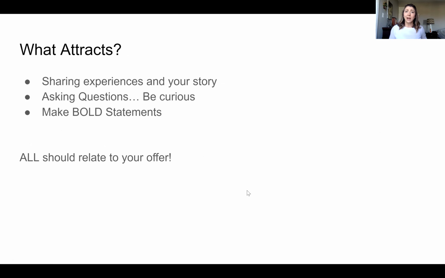So what attracts people? What attracts some leads? What attracts people to you? Well, number 1 is sharing your experiences and your story. People want you to be authentic and vulnerable. They want to know you and not just a glorified version of yourself or a fake version of yourself that you think you should be.